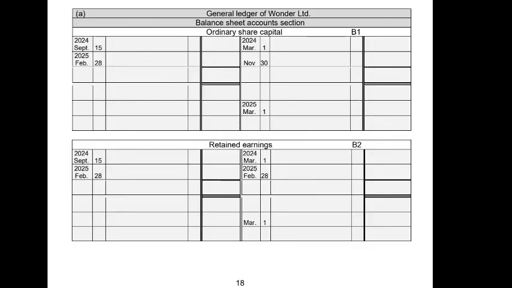General Ledger of Wonder Limited. We'll open the ordinary share capital account. On the credit side, 2024 March the 1st, we will have a balance brought forward. And our balance brought forward is 635,800.